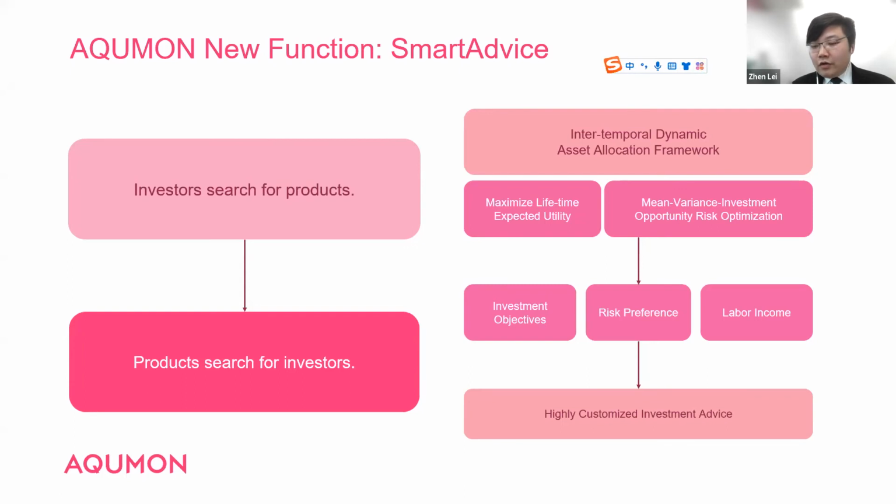going forward consumptions, and try to have mean variance and investment opportunity risk optimization, which is developed out of mean variance optimization. We will have different preference bundles for the investors to choose, and try to understand the investors. And finally, we match the most suitable products to the investors. That's the whole process for Smart Advice.